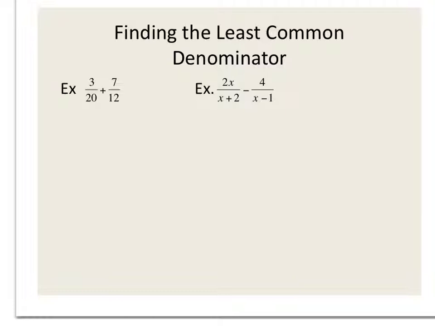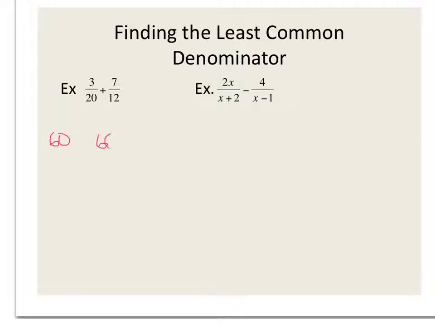When you add or subtract rational expressions, you first need to find a common denominator. You're going to look for something that both denominators can go into so you can make them the same. Looking at 20 and 12, you're trying to find a denominator that both 20 and 12 go into. You play with it a little bit and you figure out that the lowest common denominator is 60.